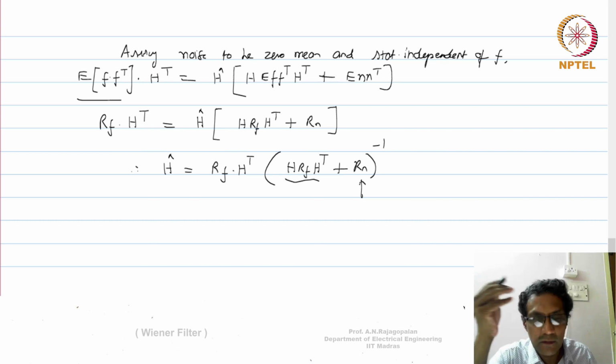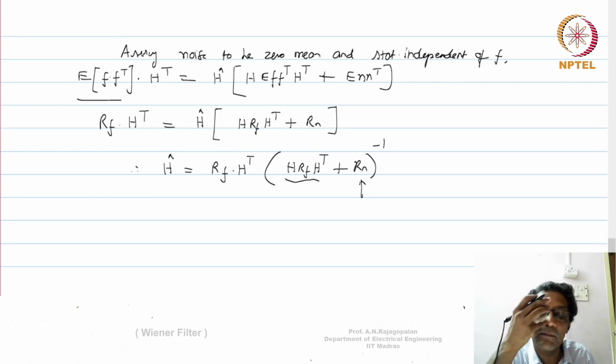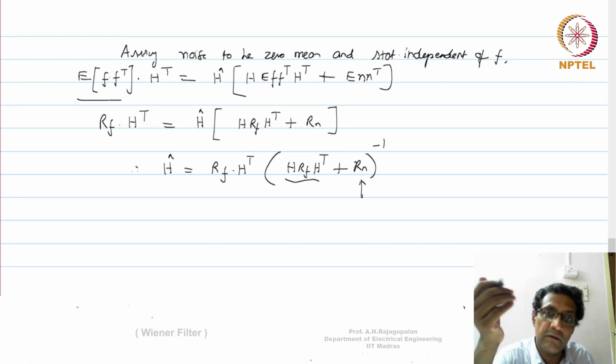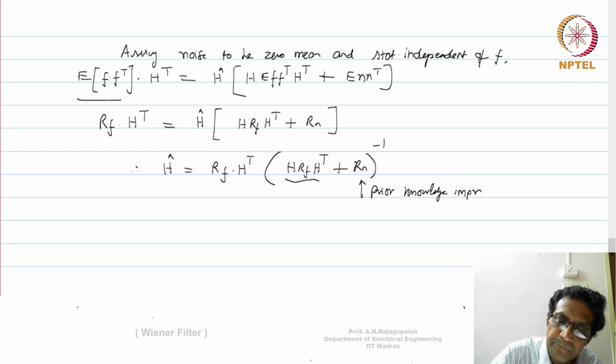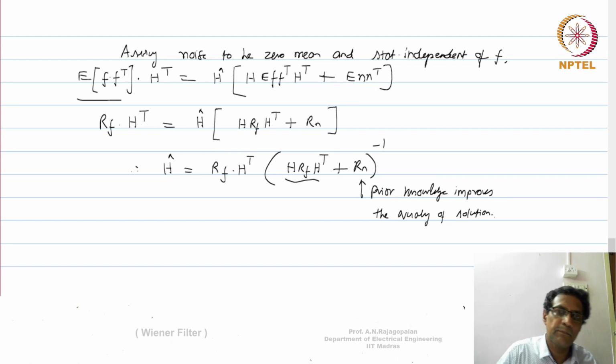In fact, if you go through a MAP estimator, a maximum a posteriori kind of estimator, then you can do this regularization in an explicit way. Now, in this case, the regularization has happened in an implicit way. So this is your prior knowledge, which has come in. Prior knowledge improves the quality of your solution f, of your image. It is like improving the numerical stability of this inversion process.